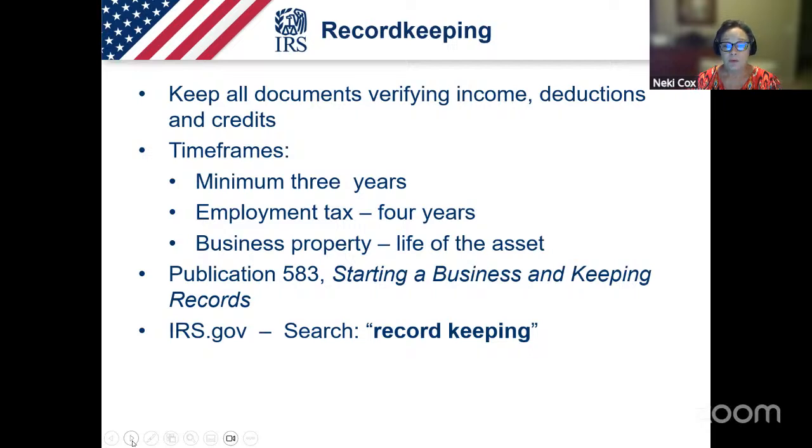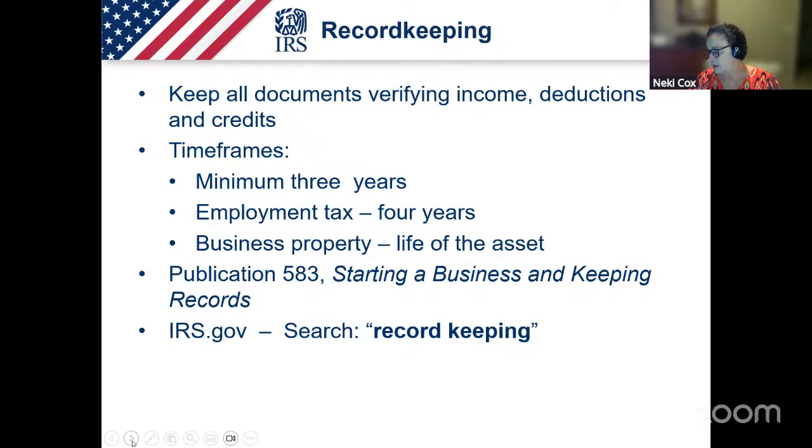If that's your situation, IRS has Publication 583 called Starting a Business and Keeping Records, and it'll tell you more about that. We also have our IRS Publication 15 called Employer's Tax Guide that talks about employment tax records. And it's as easy as going to irs.gov and typing in Pub 583 or Pub 15. Another way is to go to irs.gov and do a search with the words record keeping.